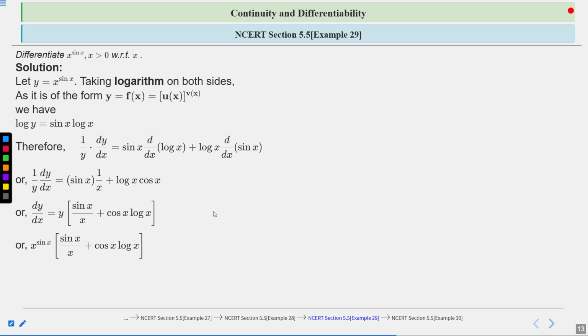Or we can write this as x to the power sin x into (sin x upon x plus cos x log x), right? Clear? So our final answer will be x to the power sin x minus 1 into sin x plus x to the power sin x into cos x log x, right? So this will be our final answer, okay? Okay, let's move to the next example.